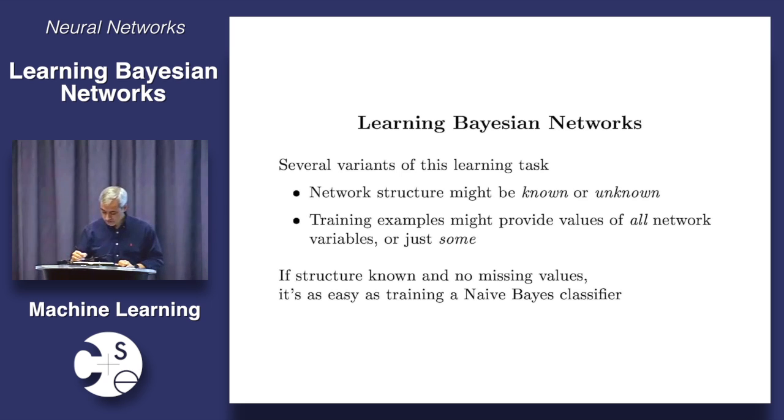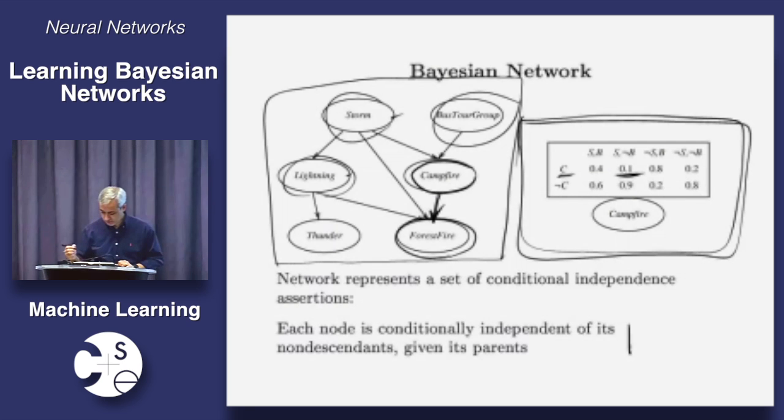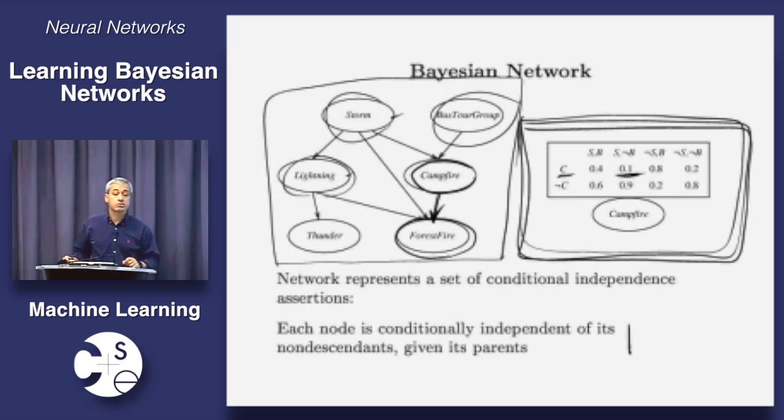Okay? In particular, for example, let's go back to our park ranger example, right? What do I really need to do? I need to learn all these tables for all the nodes, right? But if I know how to learn each of these tables, then I'm done. And how do I learn a table? Actually, it's very simple, right? To learn the table for campfire, I just have to count how many times, for example, when storm is true and bus to group is true, what fraction of that time campfire is also true, right? And let's say I have 1,000 examples in this condition and 400 of those have campfire equals true, then the probability is 0.4.